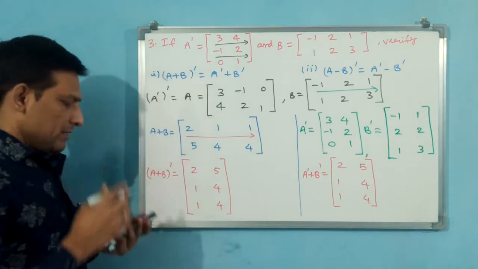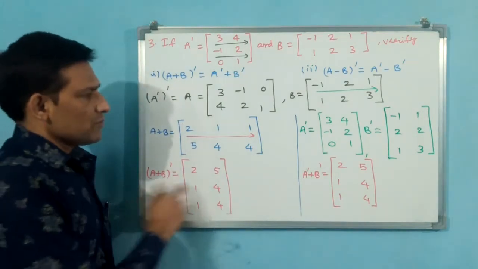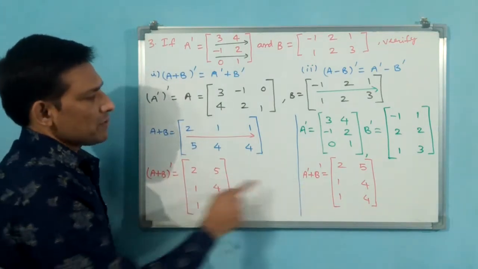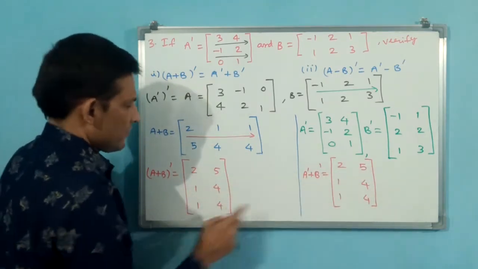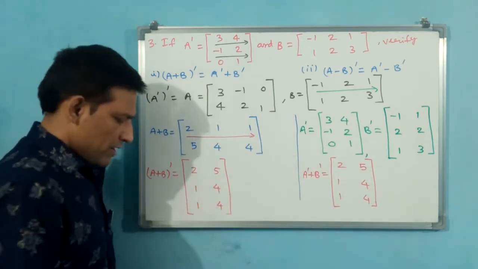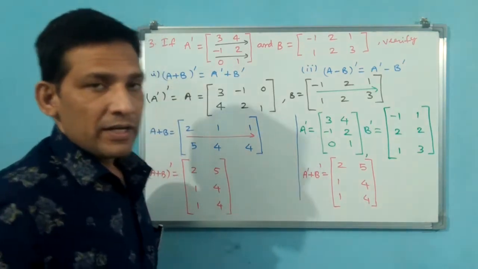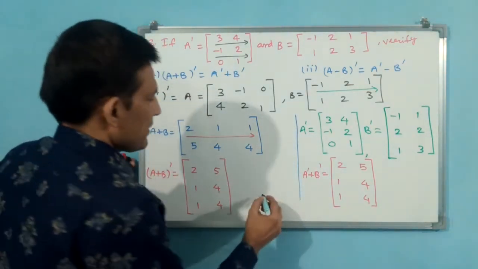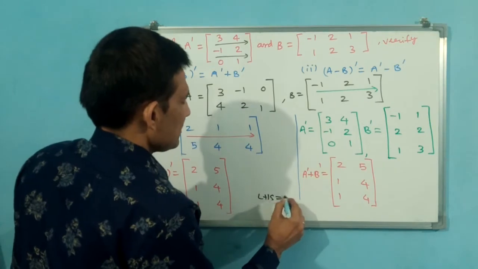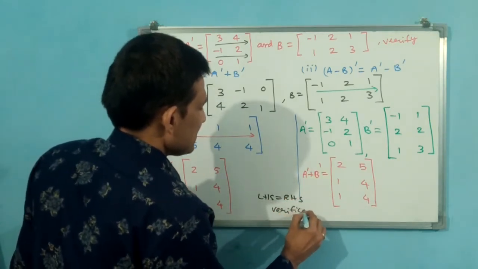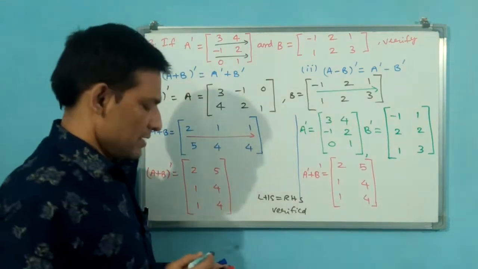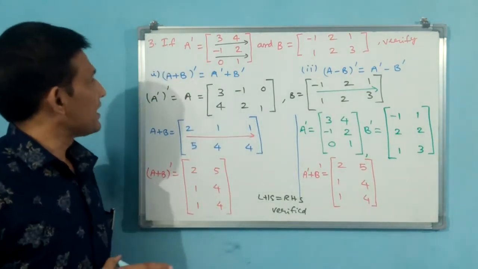Okay. Now, let us compare these two. A plus B whole transpose, A transpose plus B transpose. 2, 5, 2, 5. 1, 4, 1, 4. What you have to write finally? You have to write LHS is equal to RHS verified. Write down. LHS is equal to RHS verified. But because verify is asking, then verified also you can write.